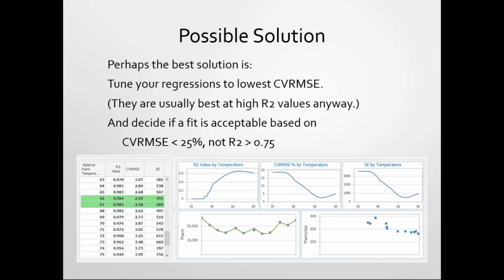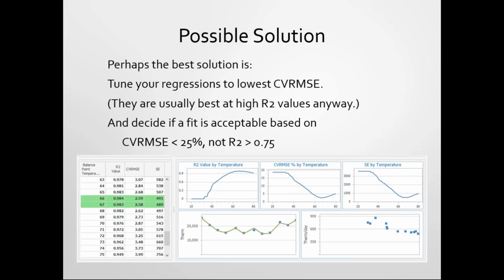So I think the best solution is, look, just tune your metrics and Option C projects to the lowest CVRMSE, and usually the lowest CVRMSE is usually at the best R square values anyway. And just decide the fit's acceptable based on this CVRMSE is less than 25%. Forget the R squared. Use that. That's my advice. But you will do what you think is right. So you might have an R squared of 0.6, but the CVRMSE is 20. I would now advise take it.